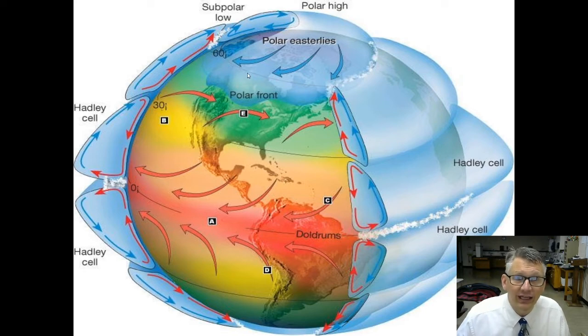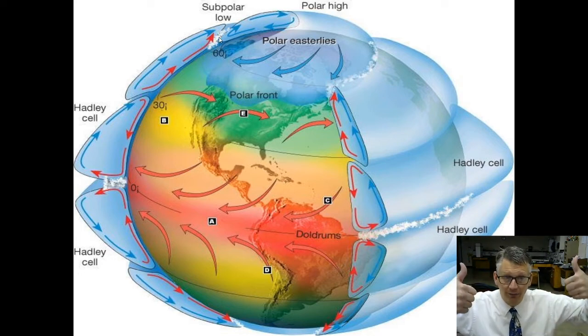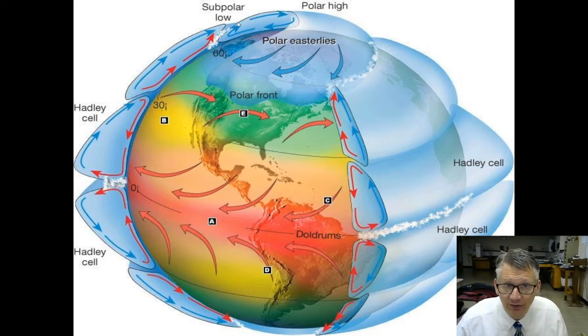But what happens is, if we look up here, the air goes up at 60 degrees. As it goes up, that's a low pressure. Some of that air is going to go north and it's going to sink at the poles and come back. And this convection cell is going to set up the easterlies. And they're technically called the polar easterlies.